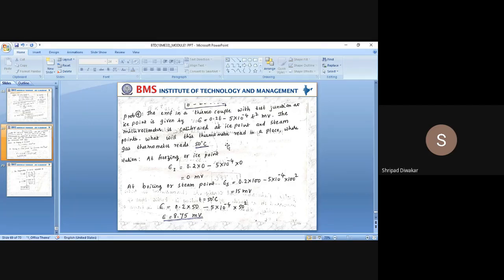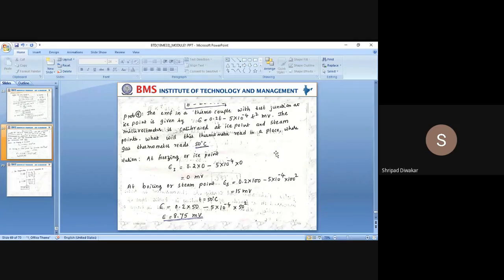Now we substitute the value of t as 0 in the given equation: 0.2 into 0 minus 5 into 10 to the power of minus 4 into 0. That is 0 millivolt. Mainly ice point and steam point are used as standard fixed points. In rare cases, the antimony point, gold point, silver point and oxygen point are used as standard points. But the problems we have are mainly with reference to ice point and steam point.